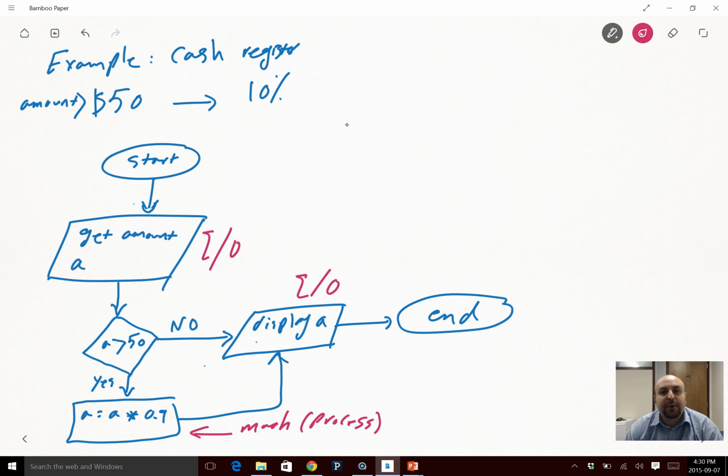So there are going to be problems like this in your studio project. Make sure you work on them, and also ask me or one of the TAs if you have any questions.